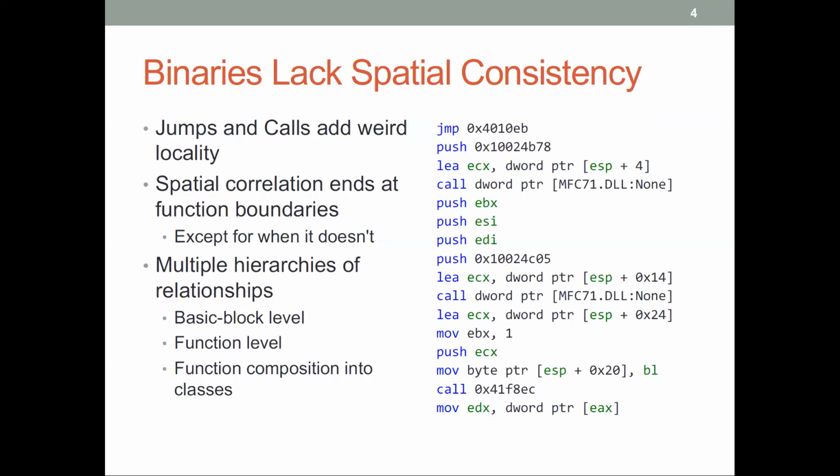We can look at basic block level code. We can look at function level code. We can look at function composition into classes, and we can even go higher. This is a problem when we want to do feature engineering and feature extraction. Which level of abstraction, which level of relationships should we consider when we want to extract features for malware classification?